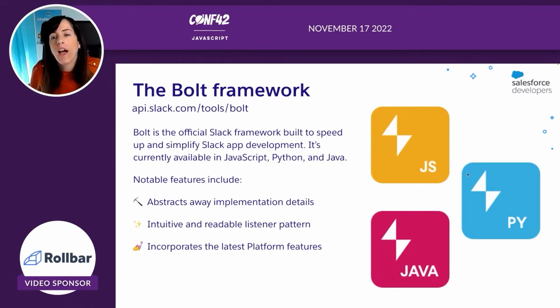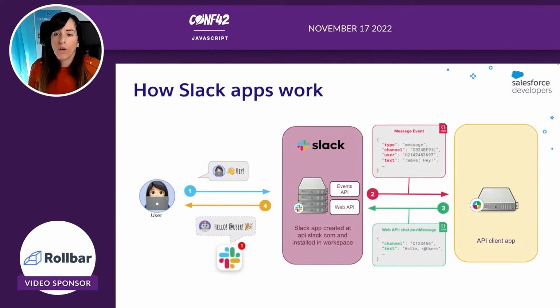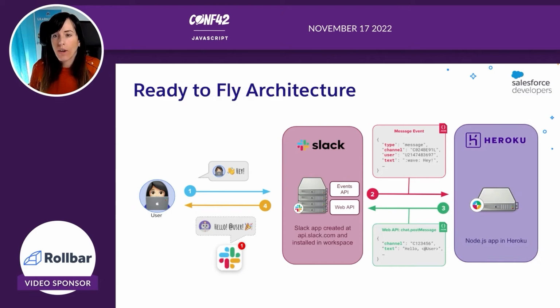And also, I have to share that it's maintained by the Slack developer relations team, which means that it always incorporates the latest features. So, in our case, what we did was to create a Node.js application that uses the JavaScript version of the Bolt framework, and I'm running that app on Heroku.